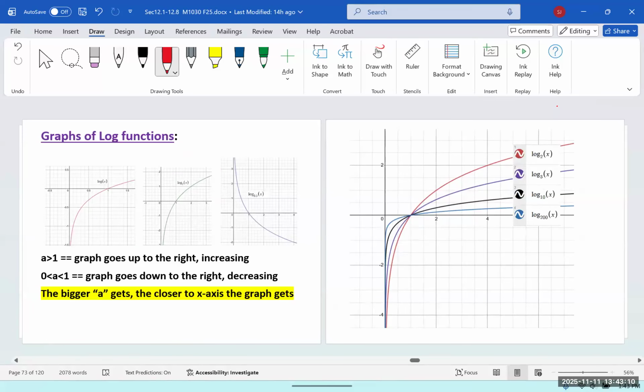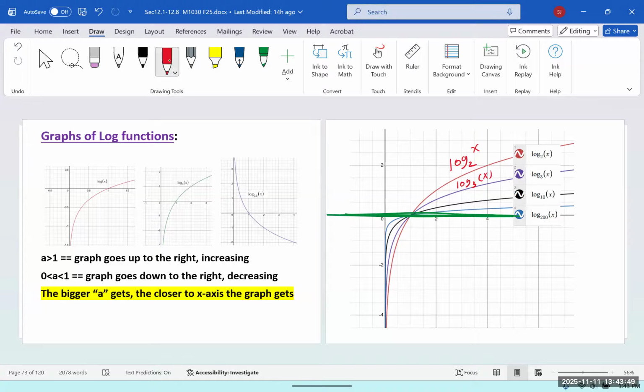Now let's show you some graphs of log. You may wonder what base does on the log. The bigger the base, the closer they are to the x-axis. The red example has base 2. The next one has base 3. You see, the base 3 is closer to the x-axis. This is our x-axis. The base 3 is closer than the base 2 toward the x-axis.